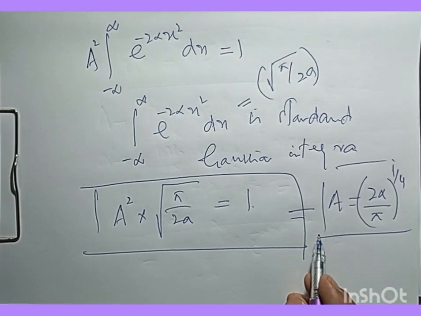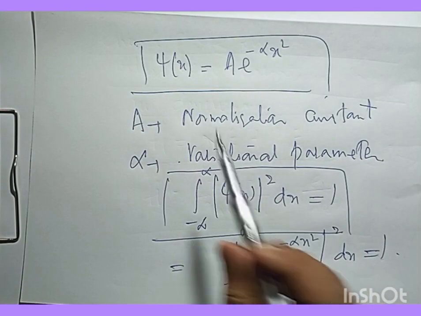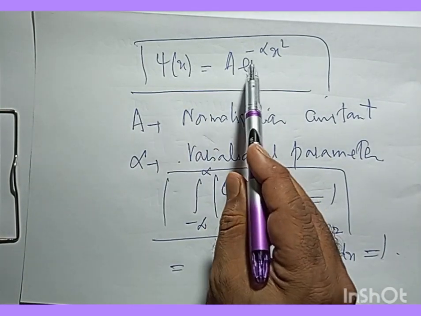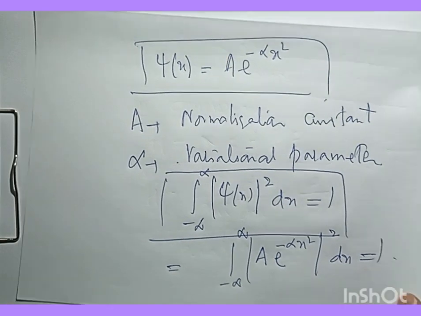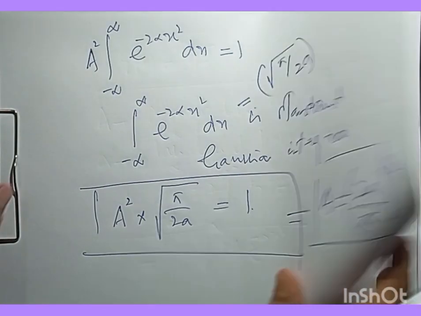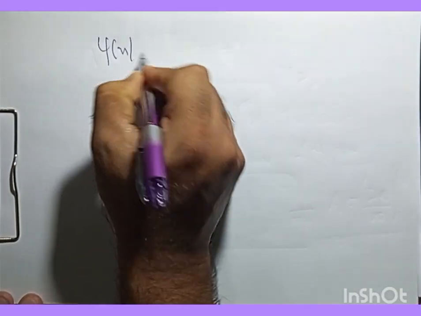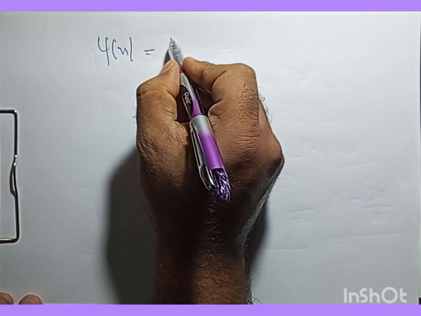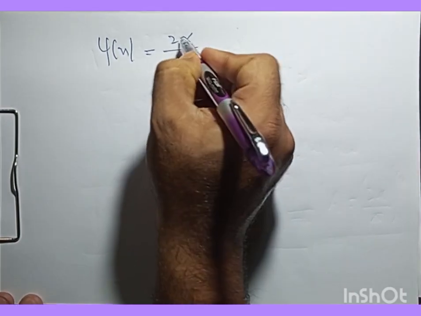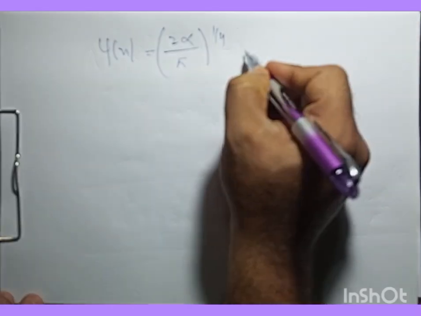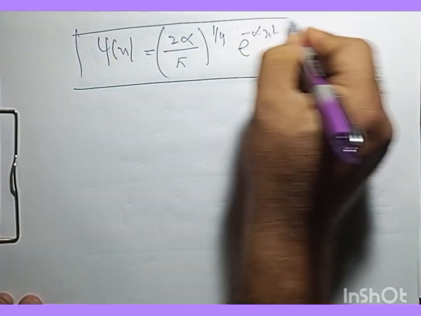Now this is my A, and I can write down my trial wave function. What's that? Psi of x is A e to the power of minus alpha x squared. A we have calculated, and we can write down this wave function. So what will that be? Psi of x is, instead of A, I will write (2 alpha by pi) whole to the power of 1 by 4 e to the power of minus alpha x squared. So this is my wave function.